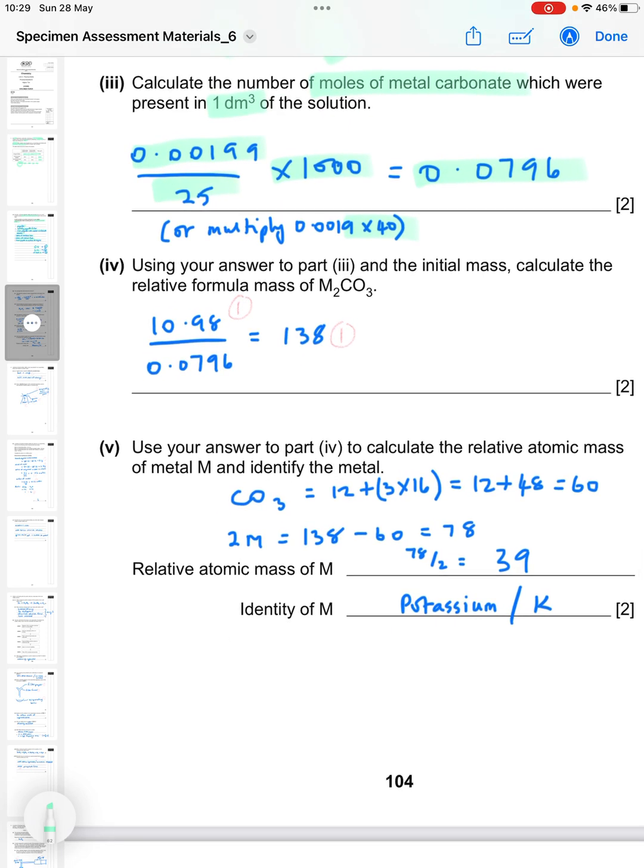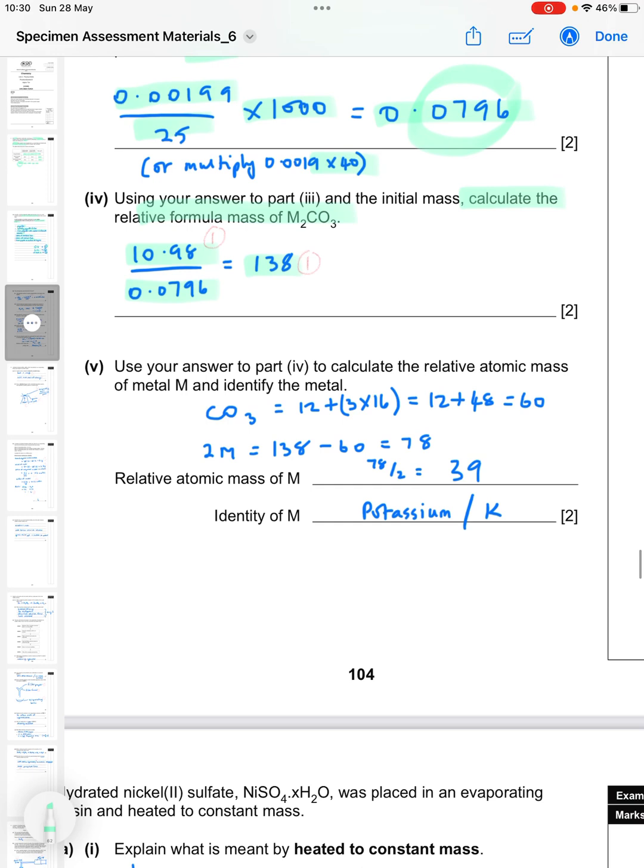So using your answer to part 3 and the initial mass, calculate the formula mass of M2CO3. So we have 10.98 divided by 0.0796. And of course that is what we've just worked out, and the initial mass was 10.98. So that gives us 138 as your formula mass.